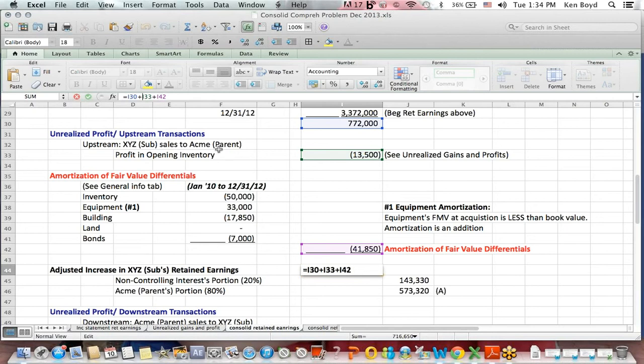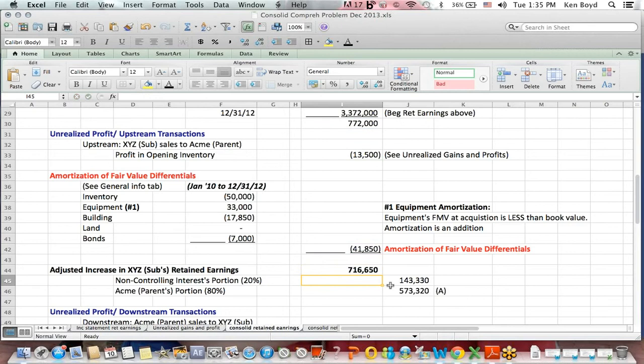I'm subtracting the gross profit on the intercompany transaction on the upstream sale, and I'm also subtracting for amortization of the fair value differentials. And you'll see that 80% of that adjustment to the sub's earnings goes to the parent because we're using the equity method. And Acme bought 80% of the total company, which you'll see on the general info tab. And so what's left over goes to a non-controlling interest, 20%.